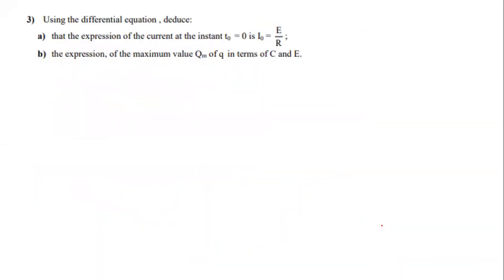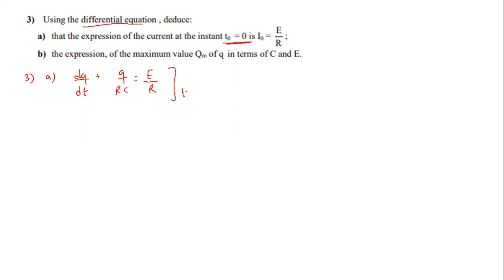Now, using the differential equation, deduce that the expression of the current at t equal to 0 is I0 equal to E over R. So what differential equation will we use? This is what we'll use: dQ by dt plus Q over RC is equal to E over R. Now, by using this differential equation, I want to say at t equals 0, what's the value of I?